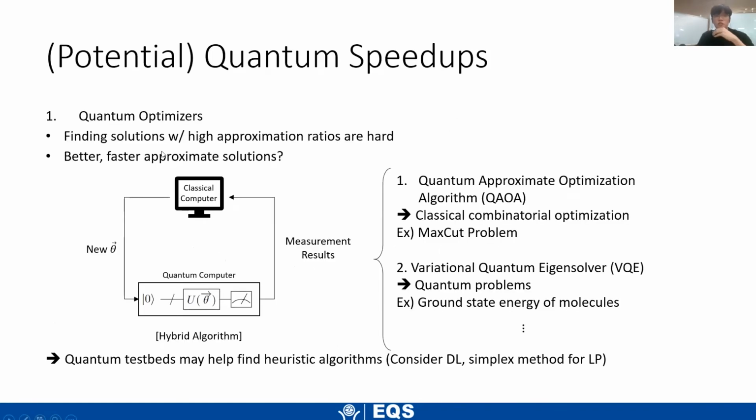So I would like to first talk about quantum optimizers. So let's say that we have some optimization problem. Then sometimes finding a good approximate solution itself is actually very difficult. And so we want to see whether or not we can use quantum hardware to find better approximate solutions faster.